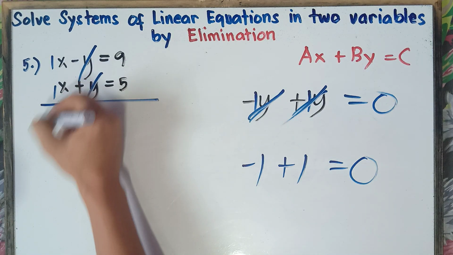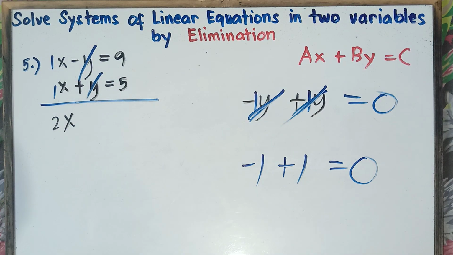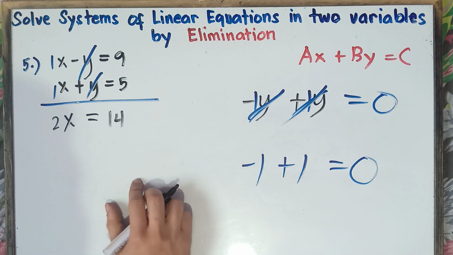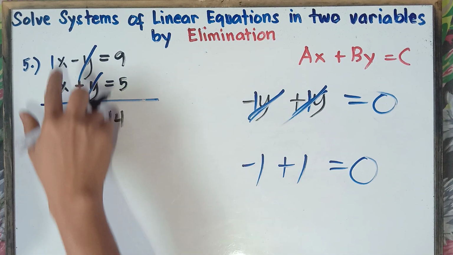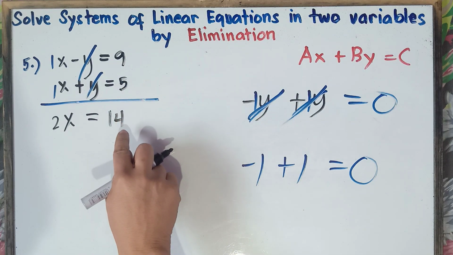Then simply combine the rest. Simply add 1 plus 1, that is 2. Copy x, copy the equal sign, and 9 plus 5 would be 14. So 2x equals 14.